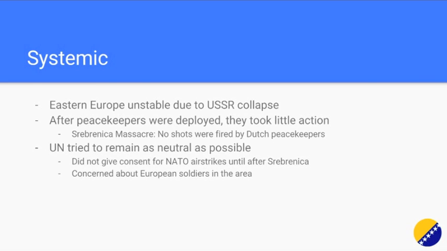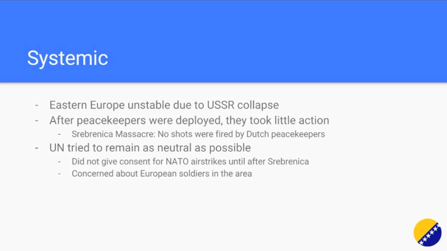And this is because the UN tried to remain as neutral as possible in order to appease the Serbs as well as the Croats and the Muslim Bosnians. So they didn't give any consent for NATO airstrikes, although they were being pushed very heavily by the United States and a few other countries, more notably the UK later on, until after Srebrenica.